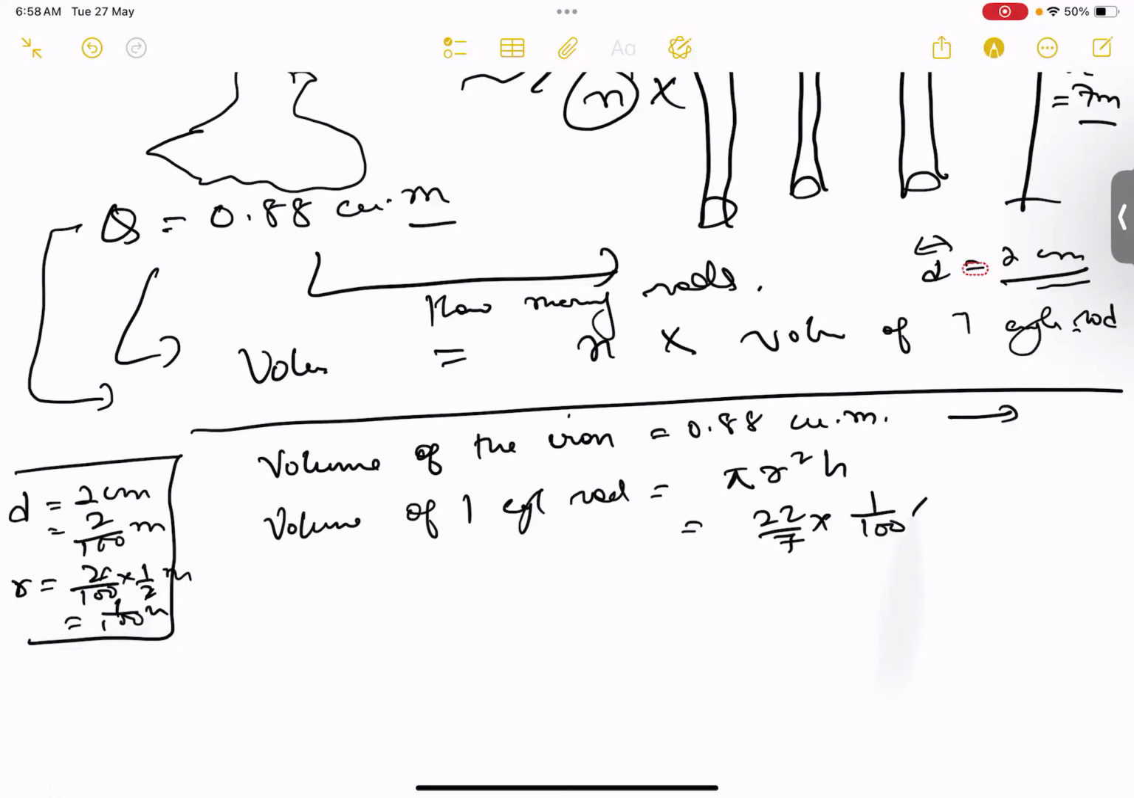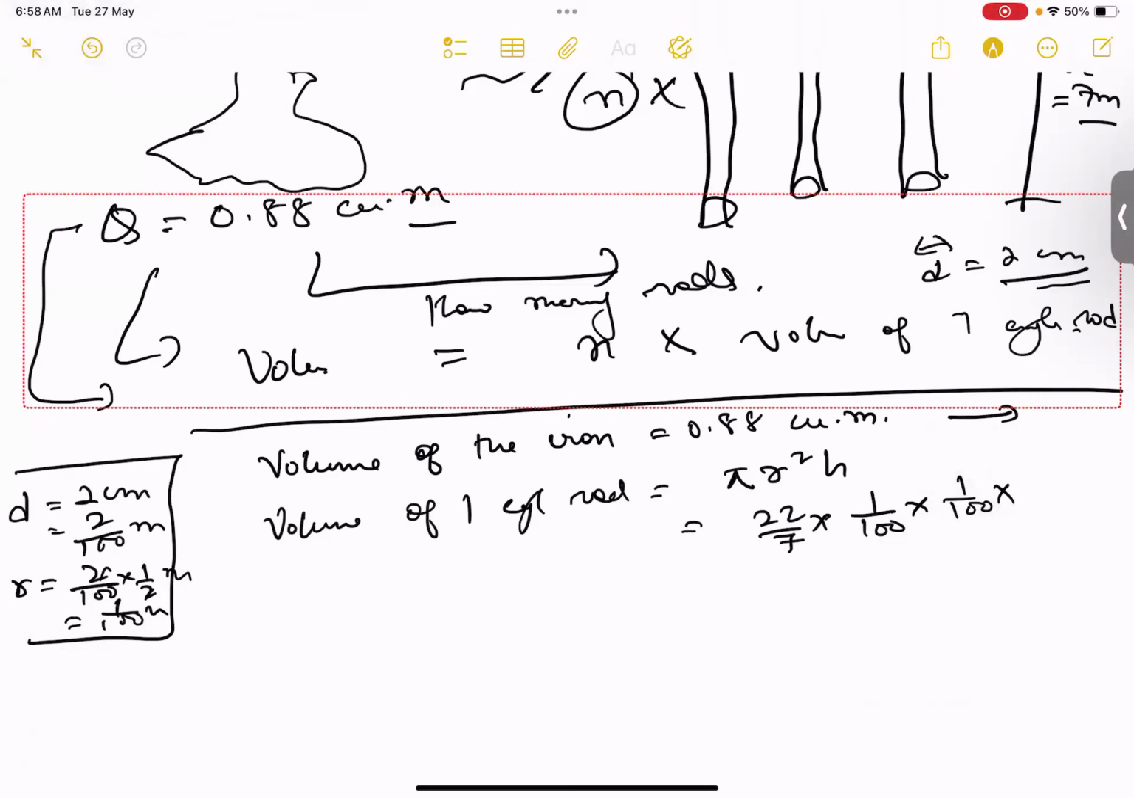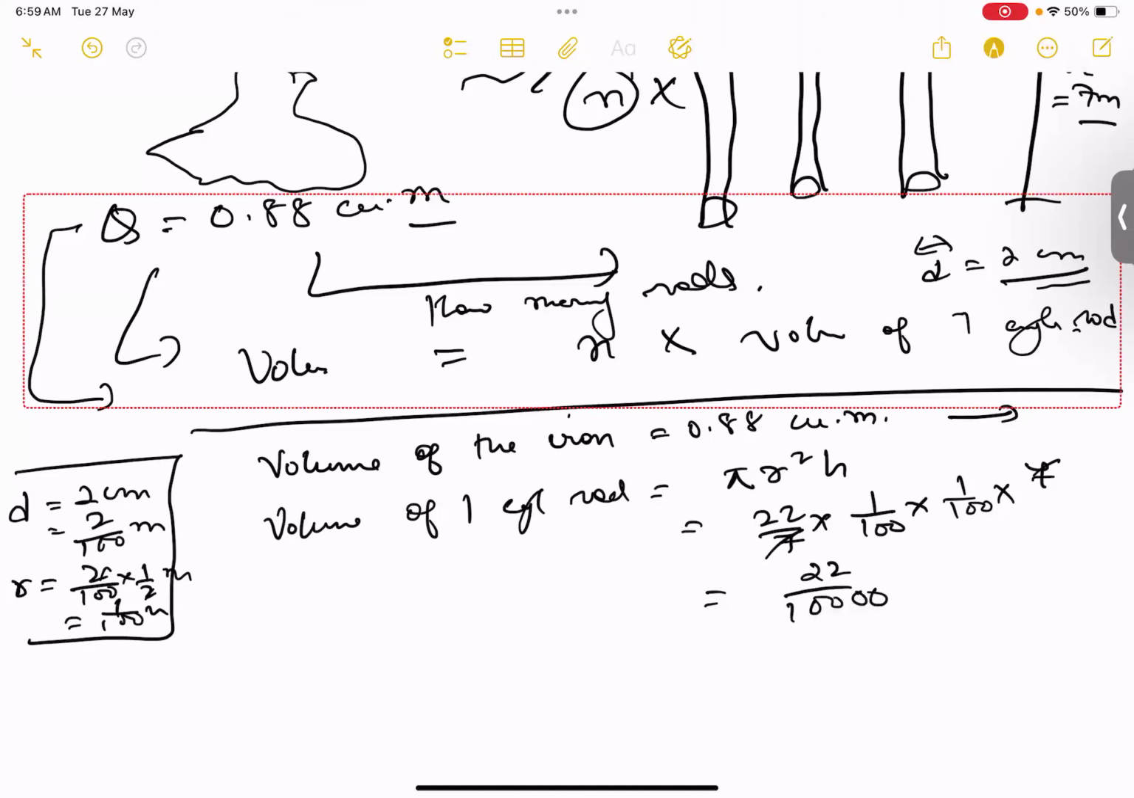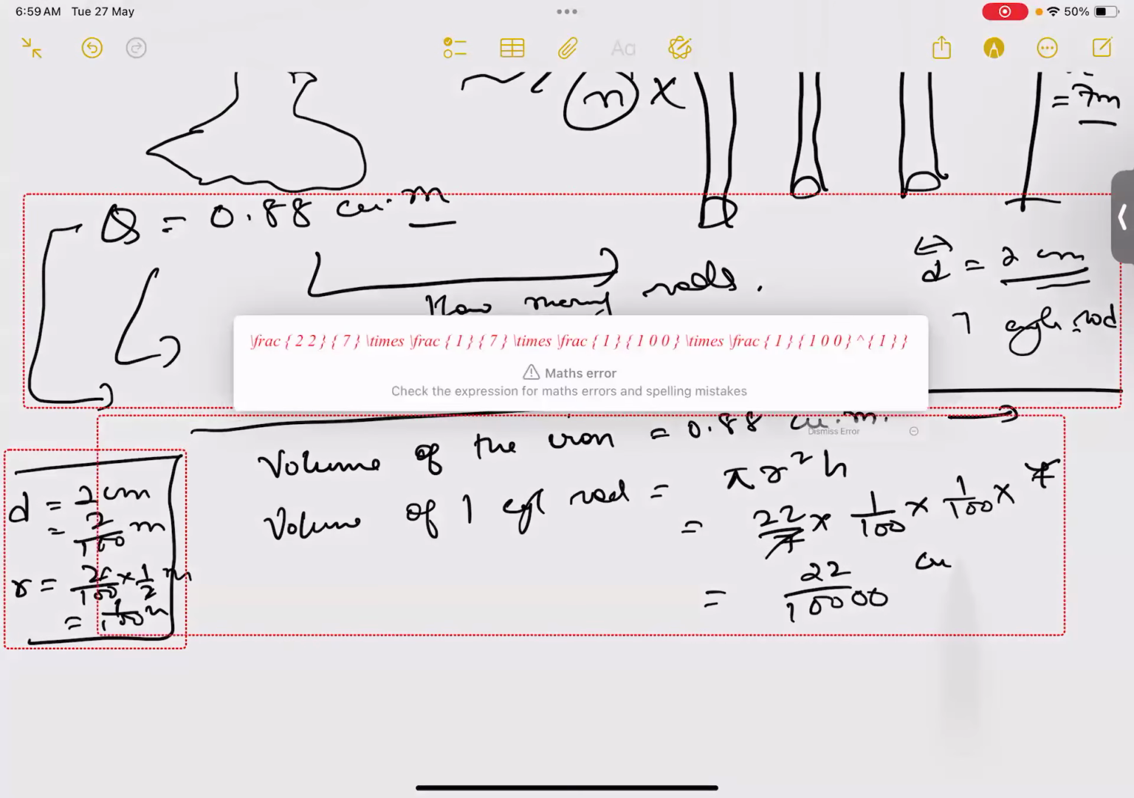1 by 100 into 1 by 100, into 1 by 100 into height. What is the height? It's given that the length of each cylindrical rod is 7, right? So we get it here as 7 cancel is 22 by 10000 cubic meter.